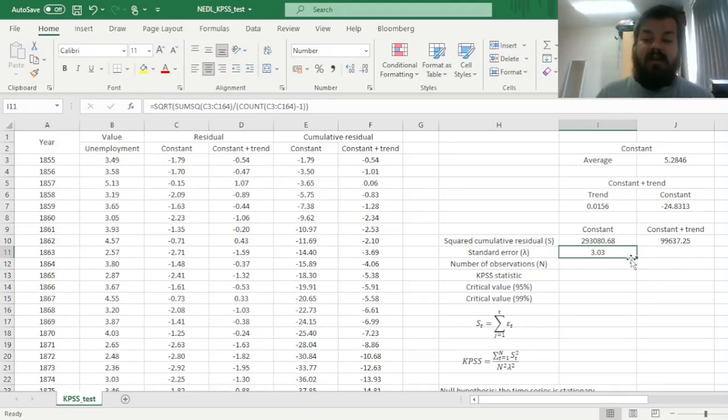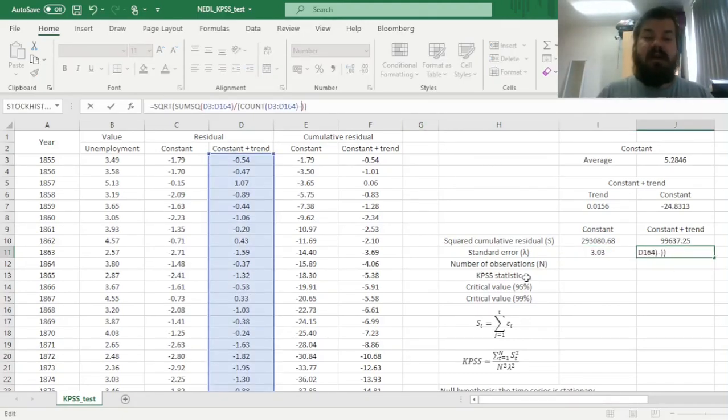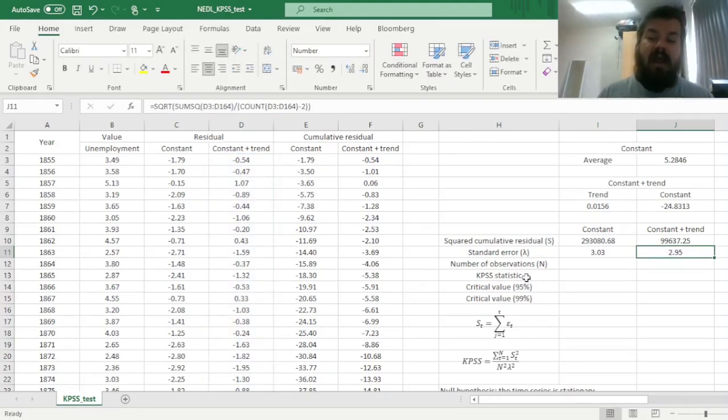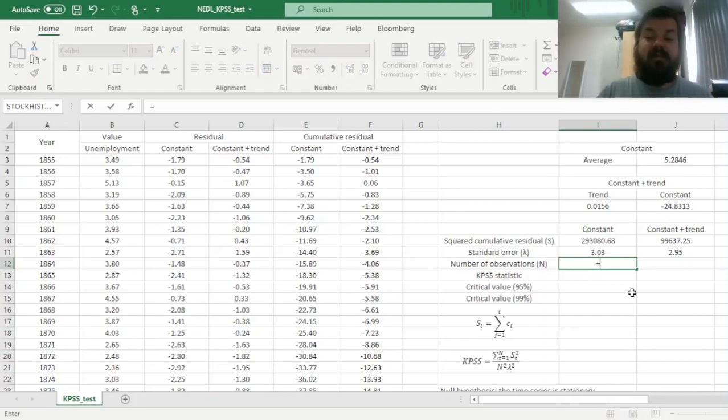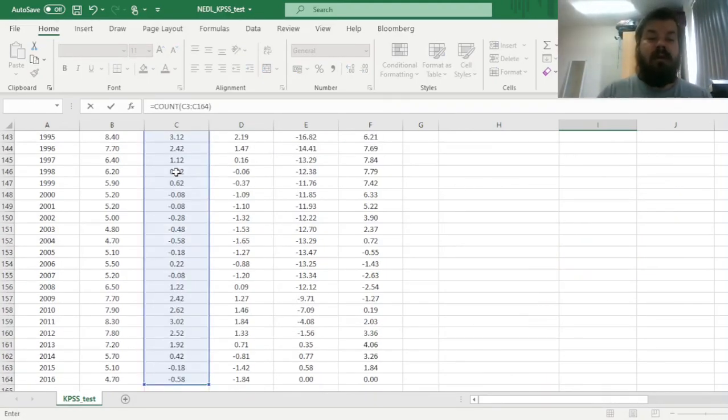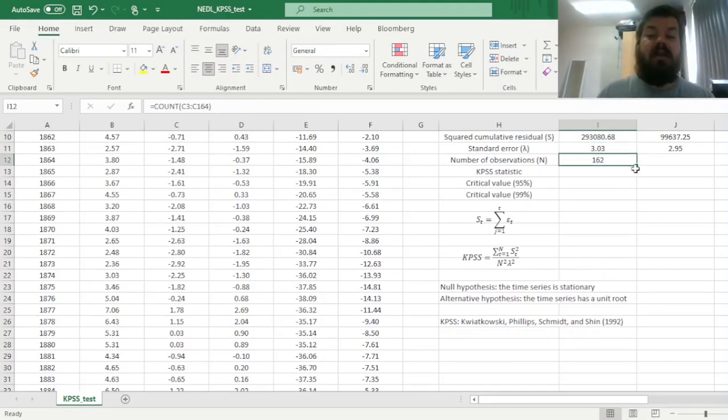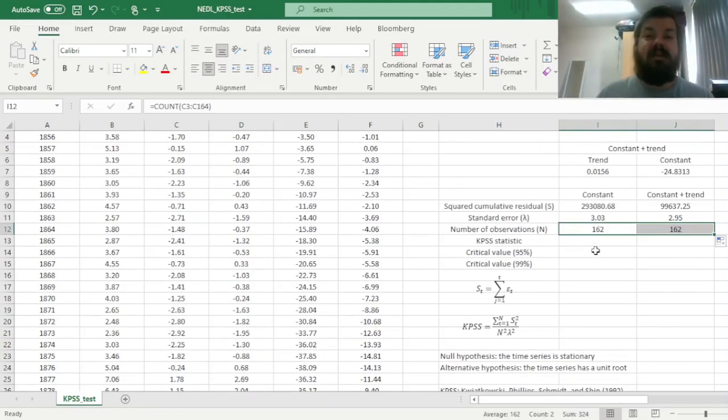Now we can drag it across and here substitute minus 1 to minus 2, simply because in the constant plus trend specification we have got two coefficients that are our degrees of freedom reductions. And we can see that the standard error is a bit lower, simply because the trend does explain quite a bit more fluctuations in unemployment over the years. And now in terms of the number of observations, we can simply count the respective residuals, and we're good to go to calculate the KPSS statistic.